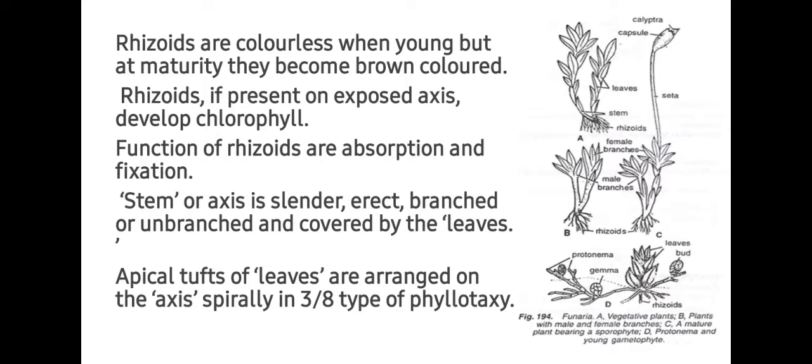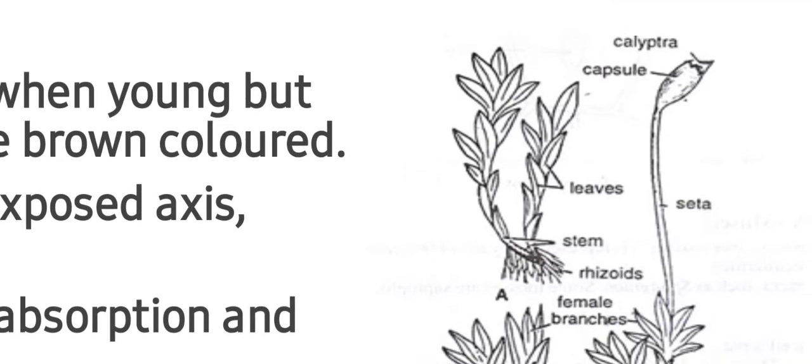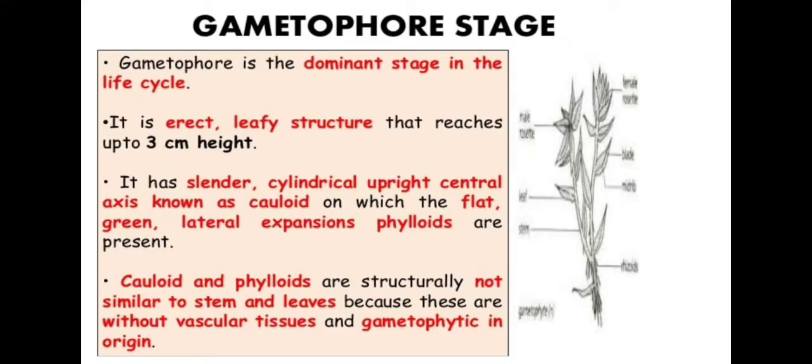The stem or axis is slender, erect, branched or unbranched and covered by the leaves. Apical tufts of leaves are arranged on the axis spirally in 3 by 8 type of phyllotaxy. So students, the arrangement of leaves on the stem is called phyllotaxy, and there are different types of arrangement. Here in case of Funaria, the arrangement is 3 by 8. So you can see rhizoids are the basal structure above which the stem is there and that is covered by the leaves.